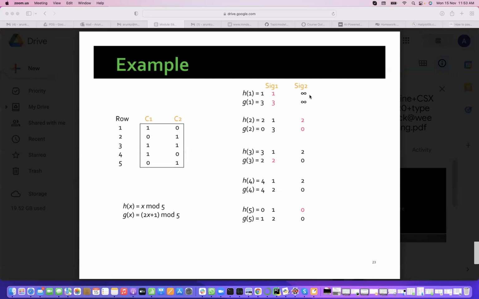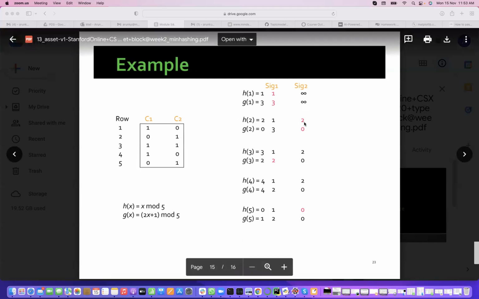Now take the second row. Where will the second row map? 2 mod 5, so it will go to 2. We don't change the first column, because row 1 already has a 1, so we don't need to change it. Even if 2 is not 1, this will not change most of the time. But for the second column, is the second row having 1? Yes. So you replace the second column's entry for the h function with 2.